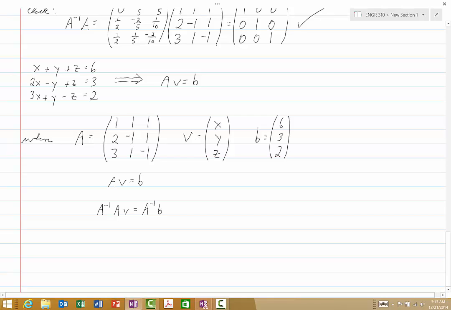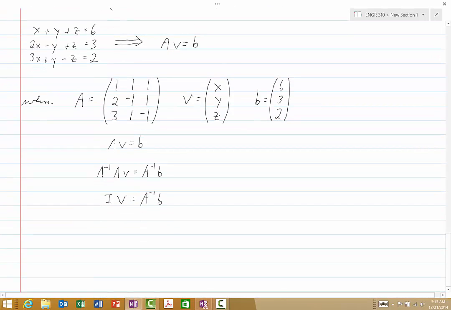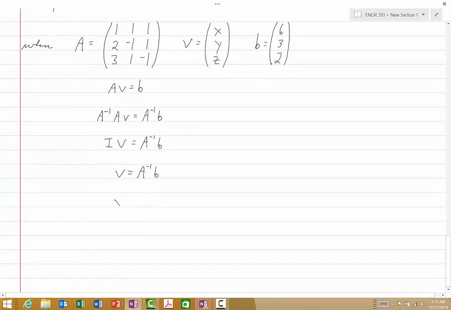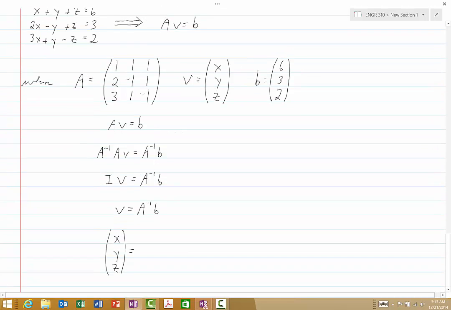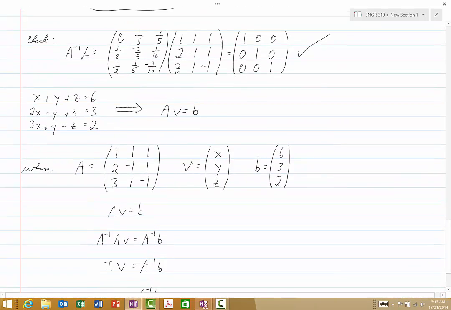But on the left-hand side, A inverse A is the identity matrix times V, which is equal to A inverse B. And of course, the identity matrix times anything is just that thing itself. So we get V is equal to A inverse B. And now we substitute in. V is the vector X, Y, Z. You see that we're solving for all of the unknowns at once. So X, Y, Z is equal to A inverse times B. All you have to do now is a matrix multiplication.